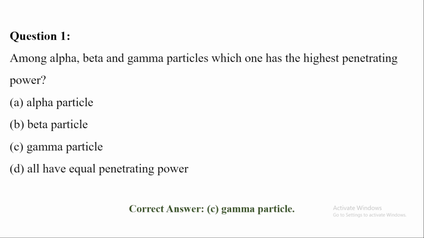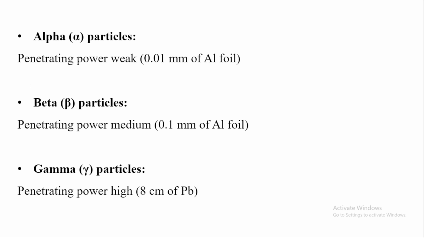So let's see what are the penetrating powers of the other particles. For alpha particle, the penetrating power is very weak. It is up to 0.01 millimeter of an aluminium foil. So it can penetrate only 0.01 millimeters of an aluminium foil. So it's very weak, the penetration power of alpha particles. Penetration power of beta particle is better than the alpha particle, but it is still poor. It is still 0.1 millimeter of aluminium foil.